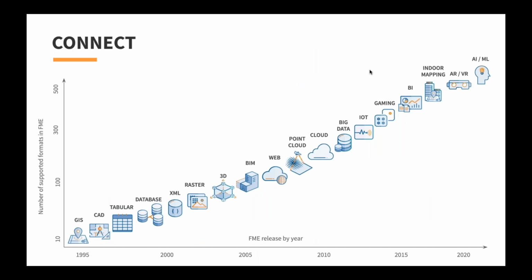So what kind of data can you connect to? Basically anything. Since Safe Software began in the 90s, we've responded to what types of data people need to work with, and we've worked to add that support to FME. So we started with GIS data, and then we moved to other spatial data types, as well as web data and APIs, business intelligence systems, and then later immersive environments.